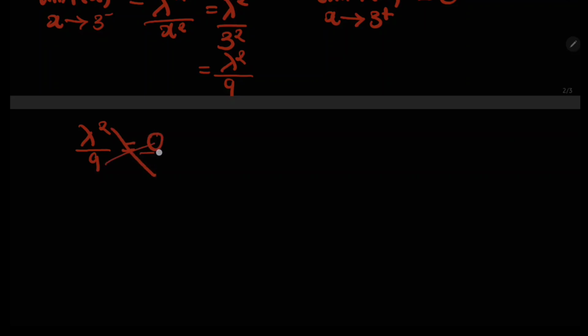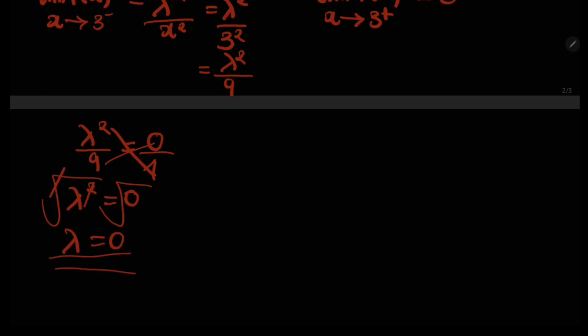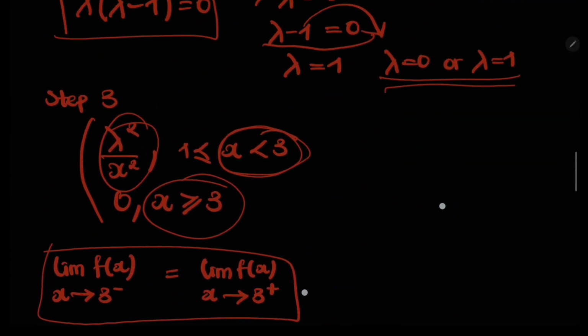Here, if we just cross multiply, we'll have lambda squared equal to 0, since 9 times 0 is 0. And if you take the square root on both sides, the square root of 0 is 0. So in this last step, we have lambda equal to 0.